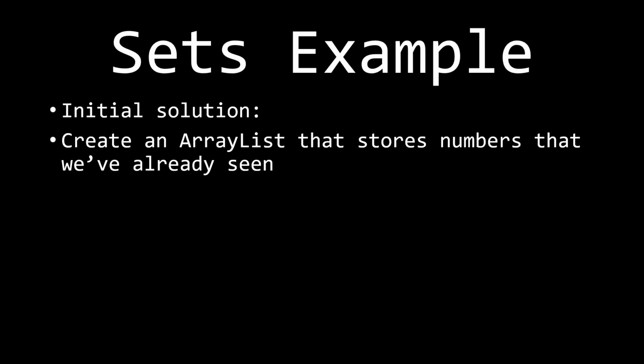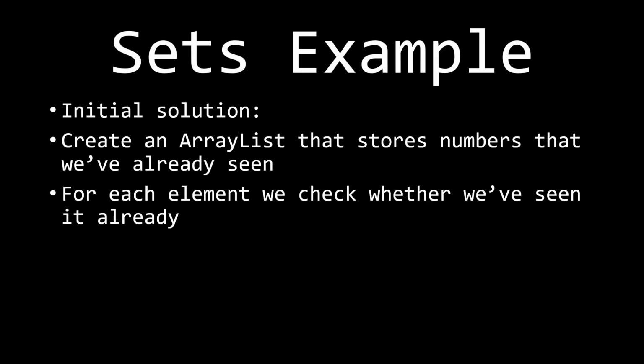Okay, so first, let's come up with an idea or a solution to this problem using array lists or vectors or any type of array. So what's our initial solution? Well, number one, let's create an array list that stores numbers that we've already seen. So these numbers that we've already seen are going to be the elements so far, right? And it's not going to have repeated elements. It's just going to have numbers that we've seen so far.